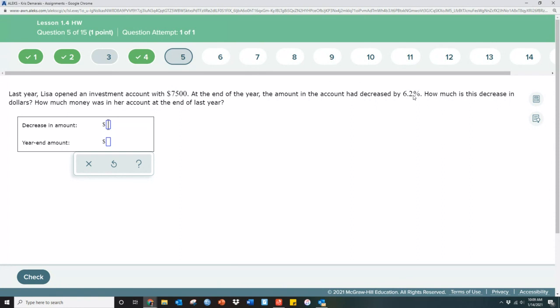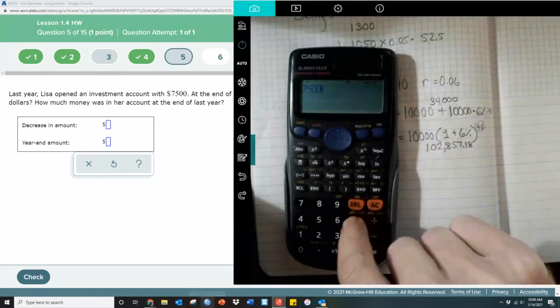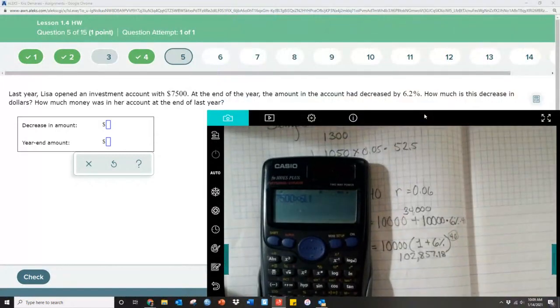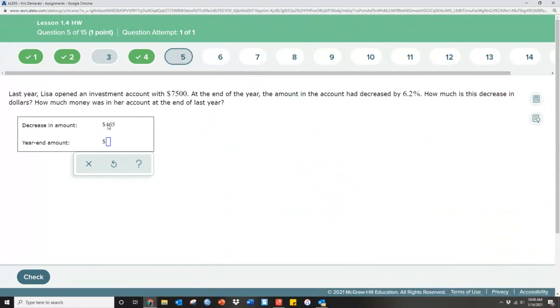So anyway, I go ahead and look at this, and it's the same thing. You're looking at $7,500, and I'm punching this in the calculator, $7,500 times the percentage of decrease, which is 6.2%. All I do is multiply that. So how much has it decreased the amount by? It's $465. Now you take that amount and subtract it from the 7,500, and that gives you the amount in the account at that point, which is then $7,035.